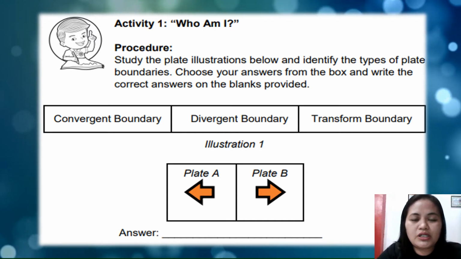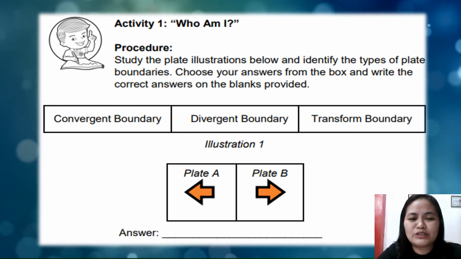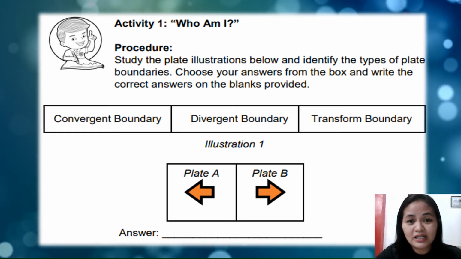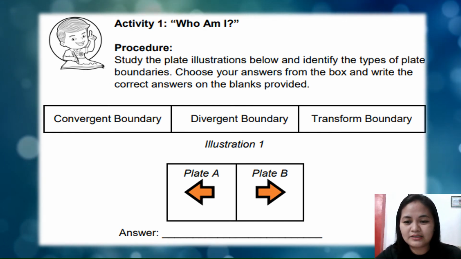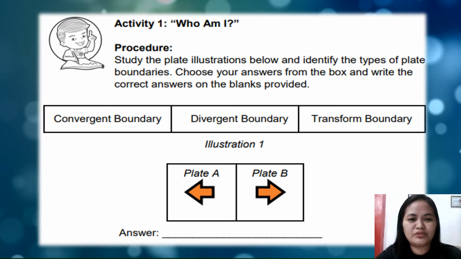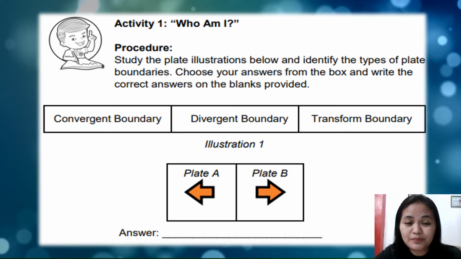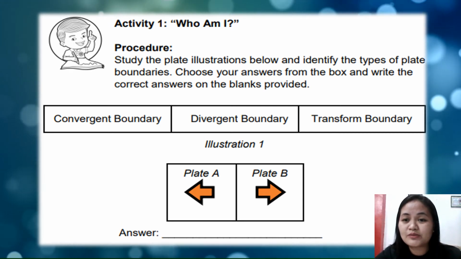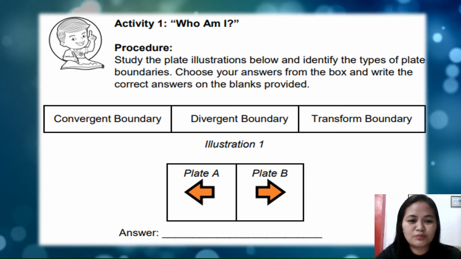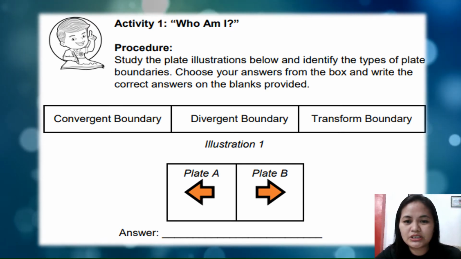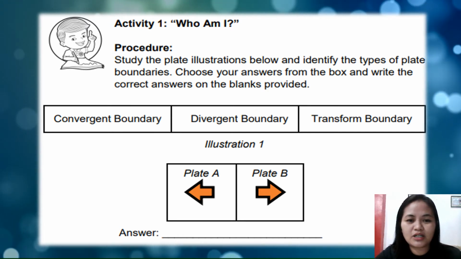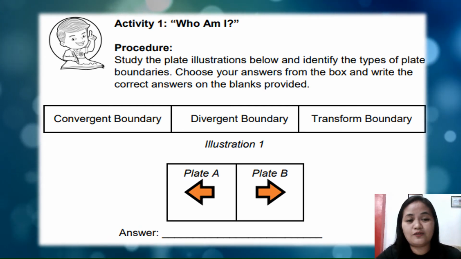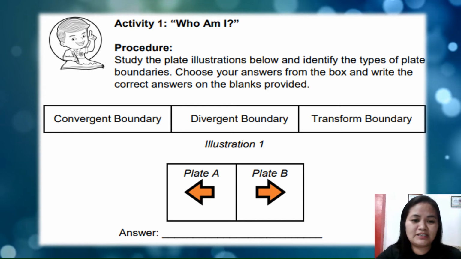Let's now go to your activity 1, and it is entitled, Who am I? Who am I? Pinaarte lang na name, or simply identification. Let me read the procedure. Study the plate illustrations below and identify the types of plate boundaries. Multiple choice pa siya. Choose your answers from the box and write the correct answers on the blanks provided. Very easy. Common sense lang guys talaga if you are taking things like this.